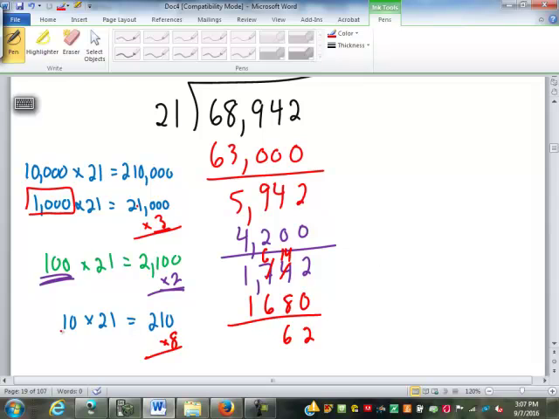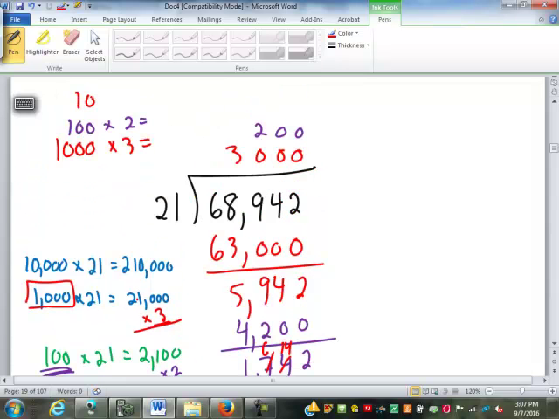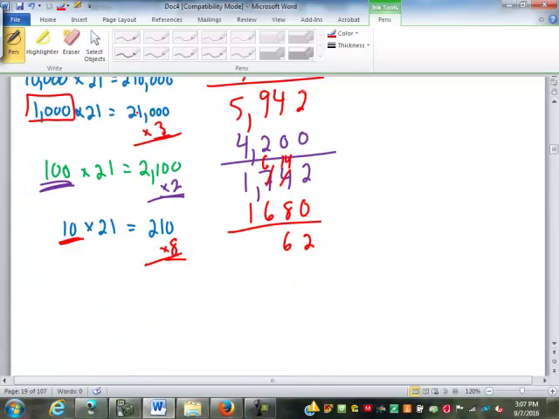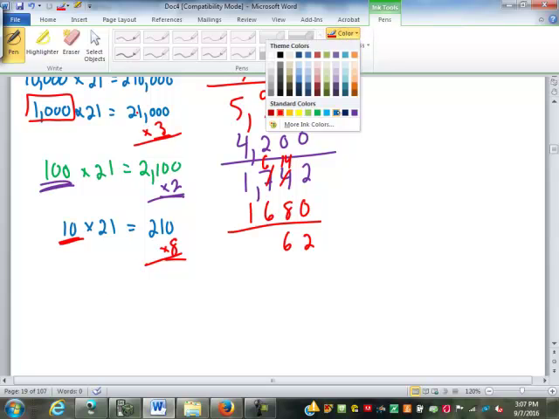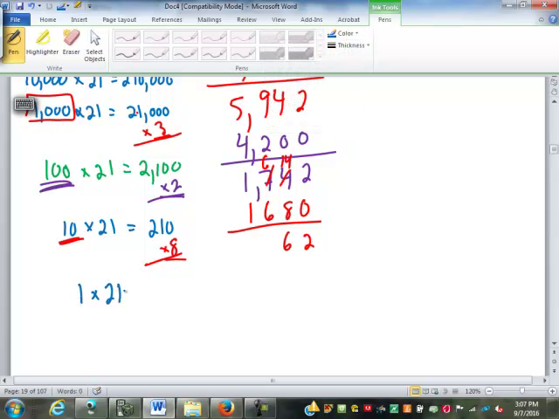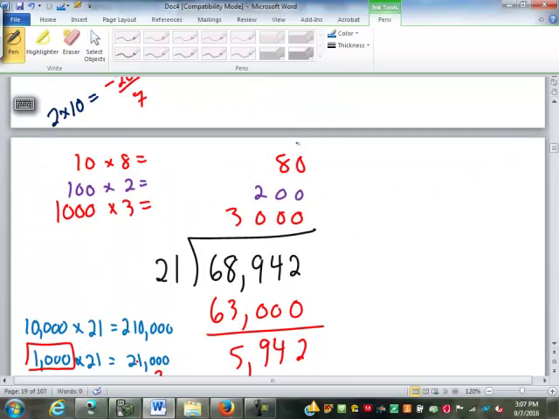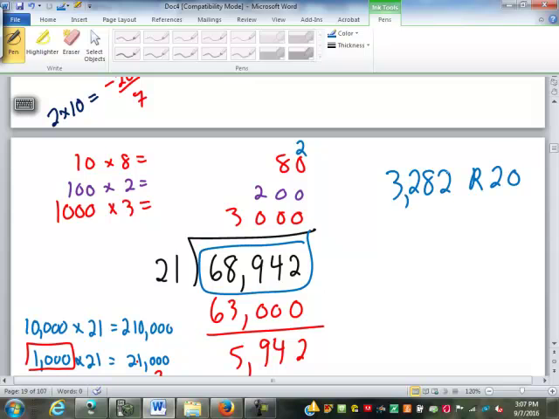So I just subtracted a group of 10 21s, and I did it 8 times. So 10 times 8 is 80. I just subtracted 80 more 21s. And then, of course, all I'm left with is just the 21 itself, or 1 times 21, if you will. I can subtract that from here twice, which would be 42, with 20 left over. So I subtracted it twice more. So when I divide 68,942 by 21, I get 3,282 with a remainder of 20.